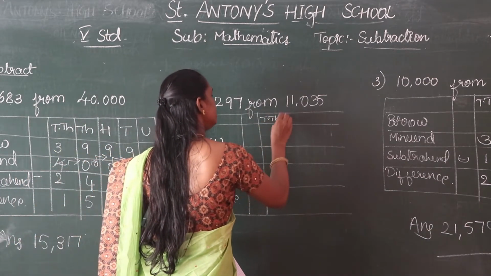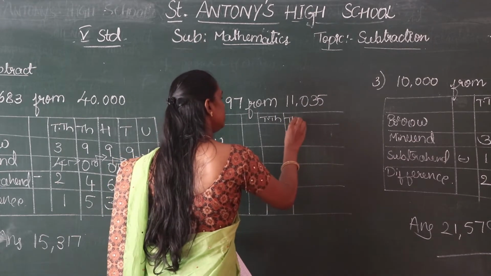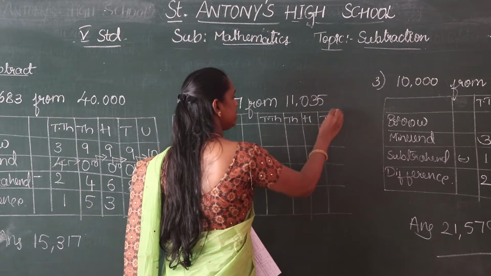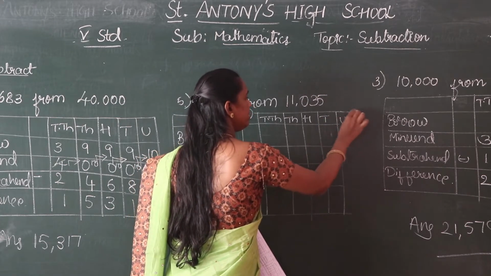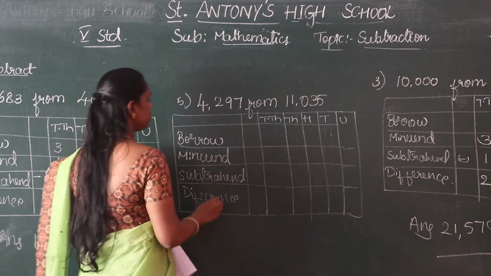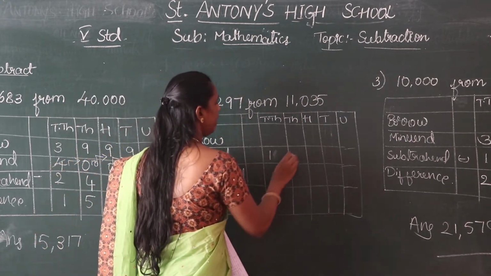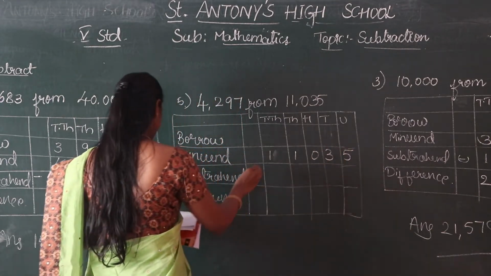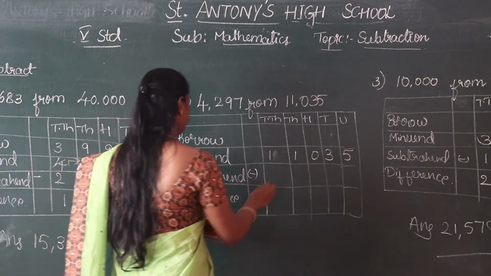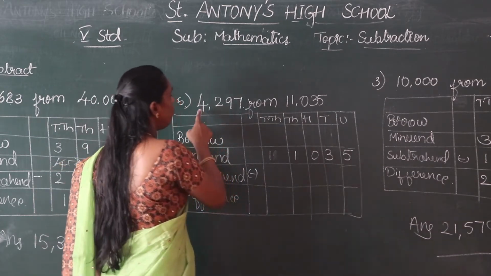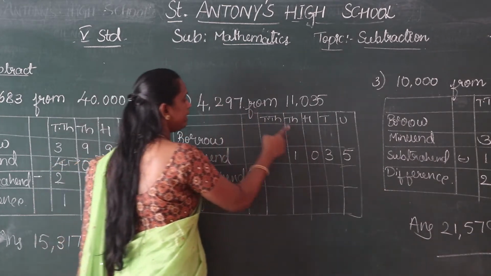10,000 place, 1,000, 100, tens, and then the last one is unit place. So 11,035 minus 4,297. 4 is in the thousand place, write in the correct place.